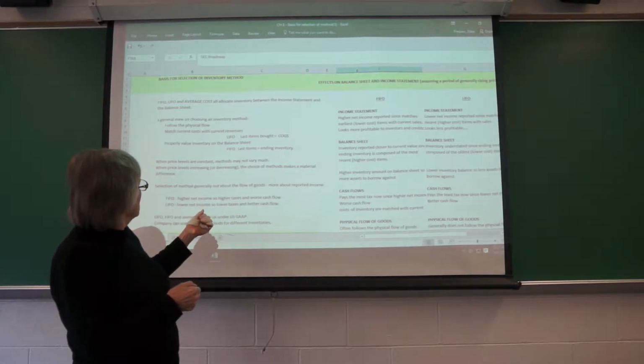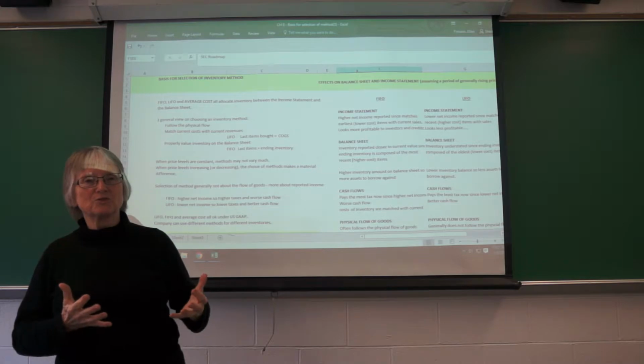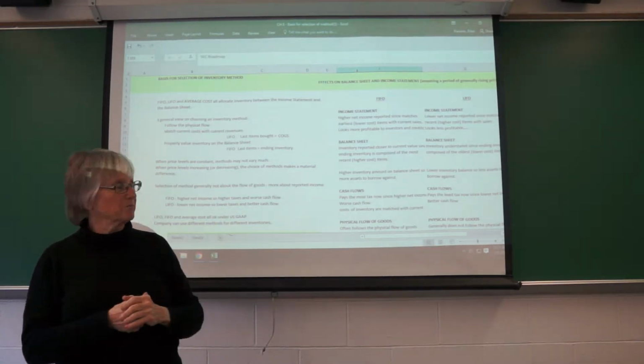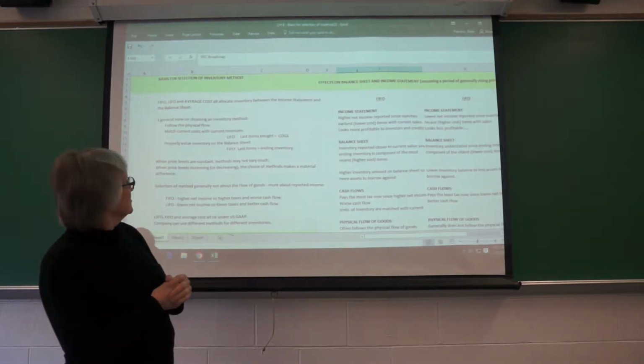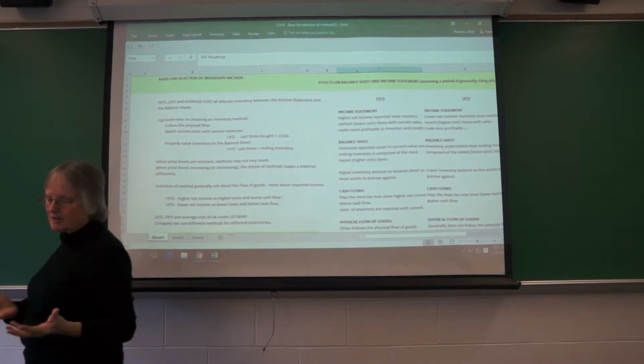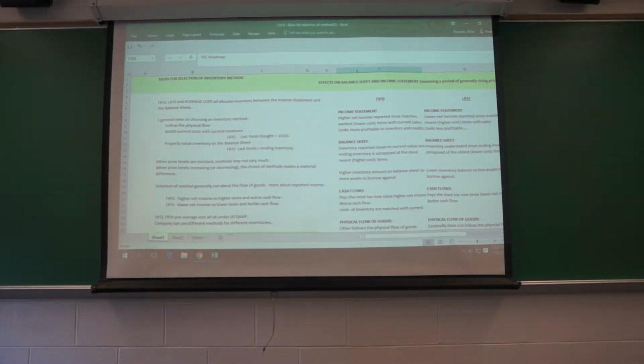But LIFO has huge advantages when you're in a period of rapidly rising prices in terms of taxes. This over here summarizes all of that for you. So why do companies choose one method over another?